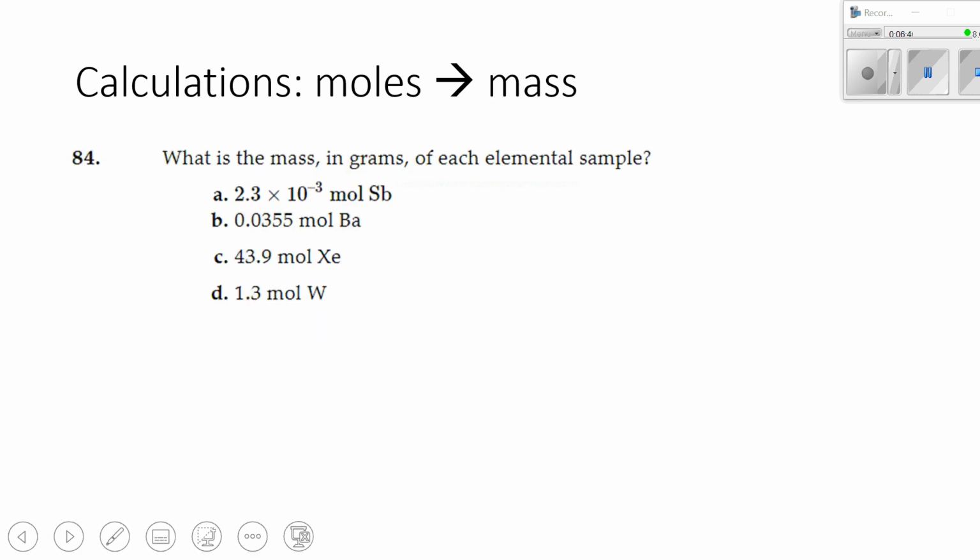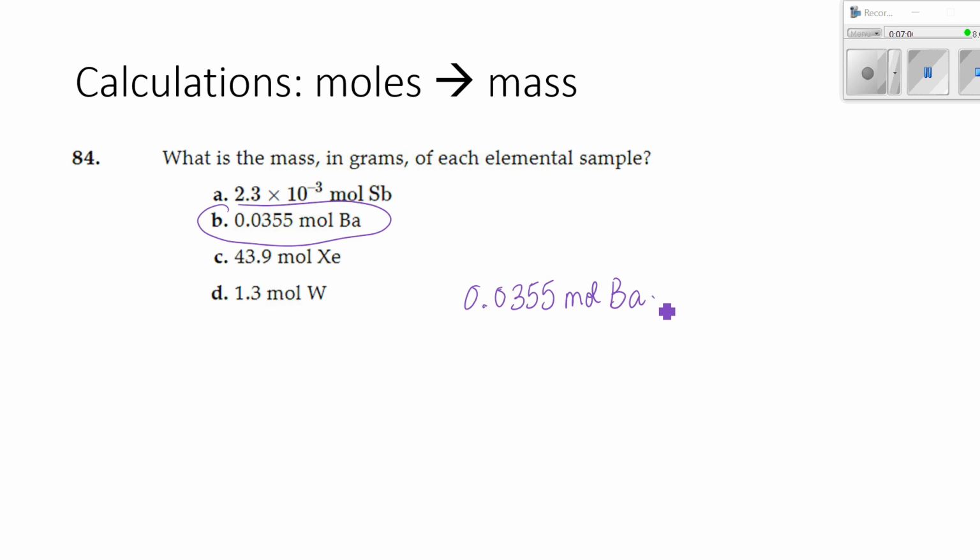All right, now let's try one doing the opposite, going from moles to mass. Let's start with this one. What if we had 0.0355 moles of barium? I'm going to set this up using dimensional analysis. And like you might have noticed in the last problem, I fill in the units first before I start filling in numbers. So I'm starting with moles barium, and I want to convert moles into grams. So in my conversion factor, I want moles to be on the bottom because that's the unit I'm trying to get rid of. I want grams to be on the top because that's the unit I'm trying to find.